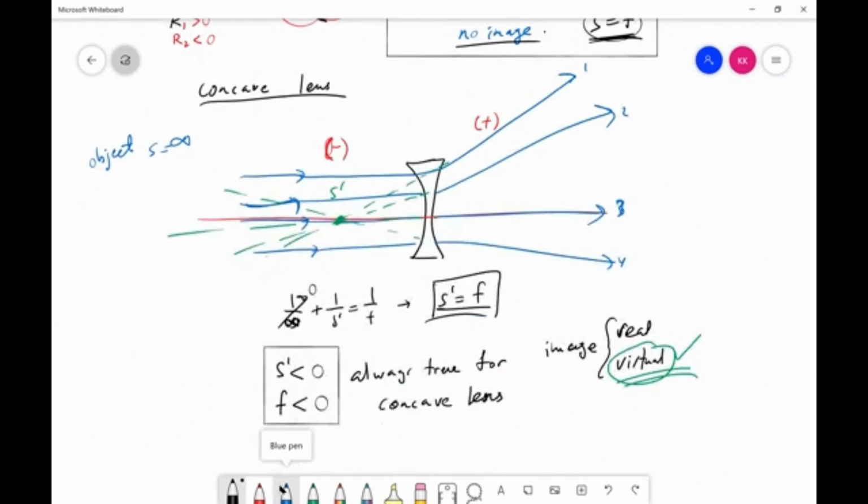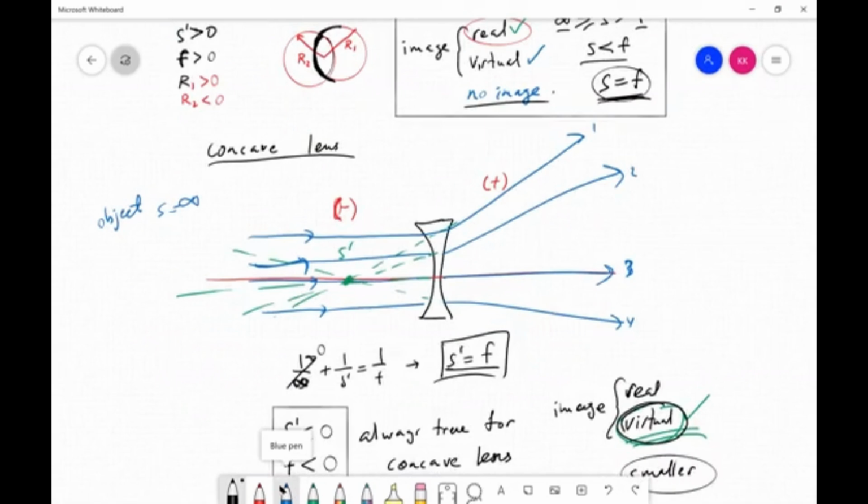Going to the concave lens, it doesn't matter where the object is. Your image will always be virtual, right? It will always be virtual, regardless of where the object is. And generally, virtual images are upright, whereas real images are upside down. So, in a way, the concave lens gives you only one case: virtual image, upright, and always smaller than the object.